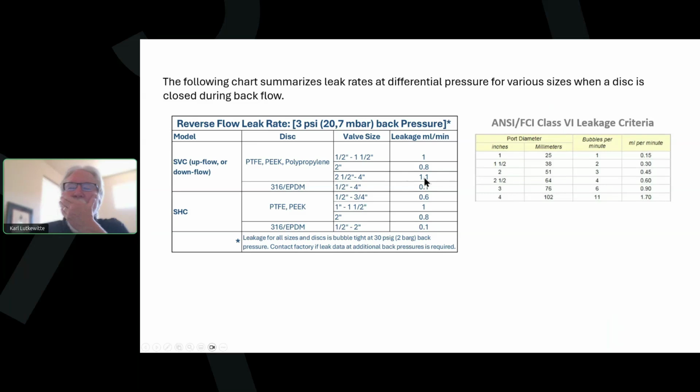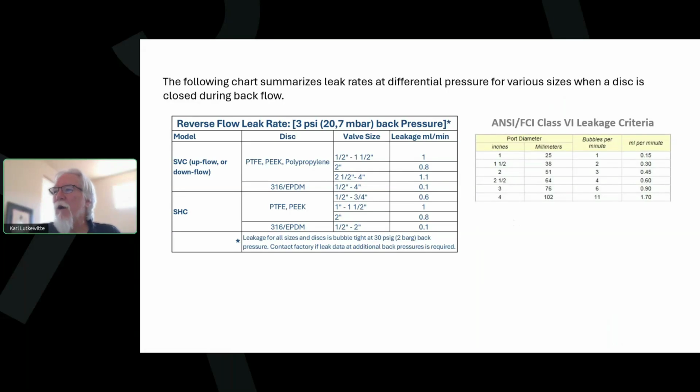And just out of interest, this past week, I thought, you know what, I'm going to compare that to ANSI FCI Class 6 leakage criteria that you'd find for control valves, for example. What is considered Class 6, which the industry terms bubble tight leakage. This is the chart that I downloaded from the ANSI FCI website, and it shows port diameters of various valves. So 1 inch and under valves can leak up to 0.15 milliliters per minute and still be considered a Class 6 shutoff.